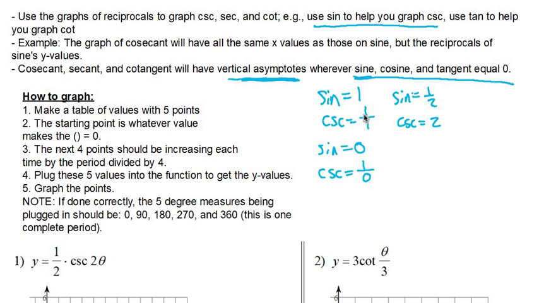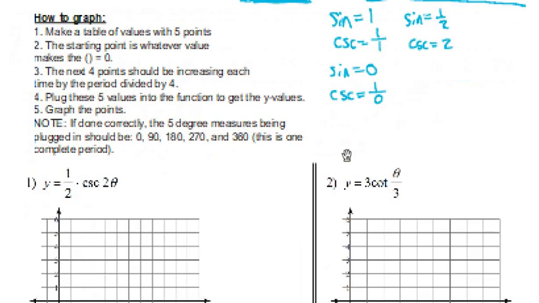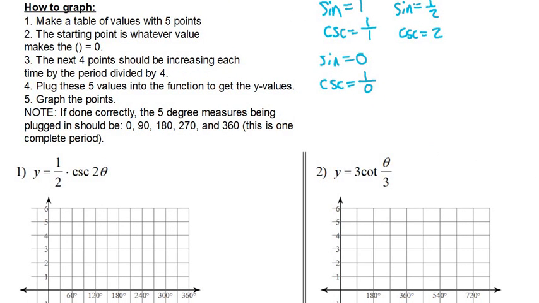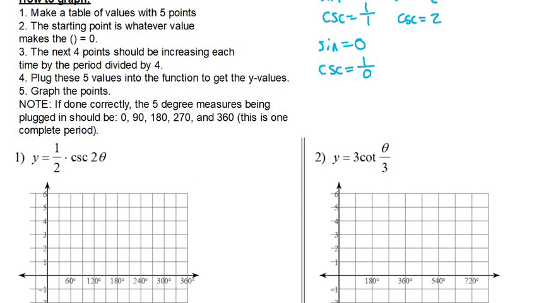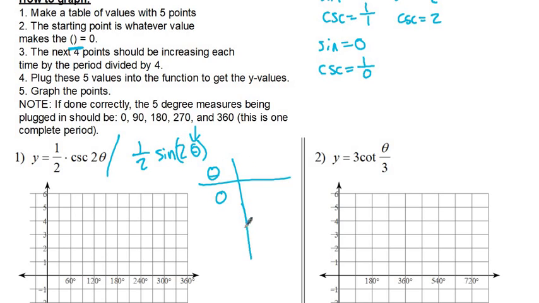So let's start by graphing our reciprocals like we did before using these steps, and then we'll be able to get a good picture. Our first step says make a table of values with 5 points, and here's what we want to graph. We want to graph 1/2 times sine, since the reciprocal of cosecant is sine. So we're going to graph this right here. The starting point is whatever makes the parentheses 0. The thing that makes that 0 is just 0, so I'm going to put in 0 right there.